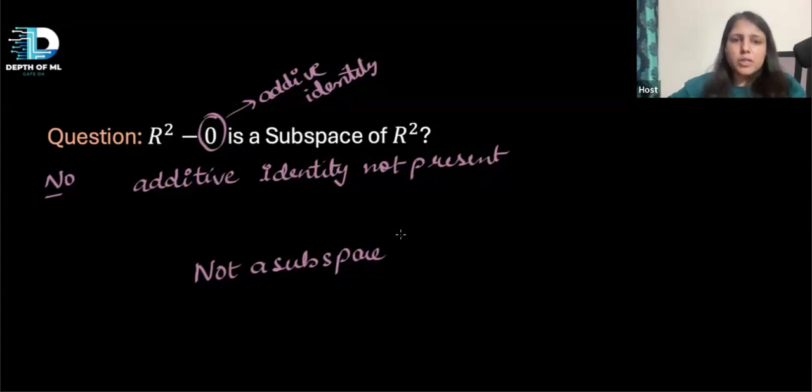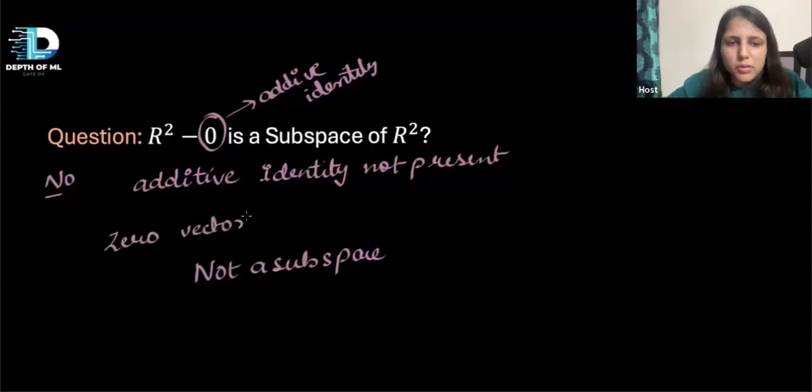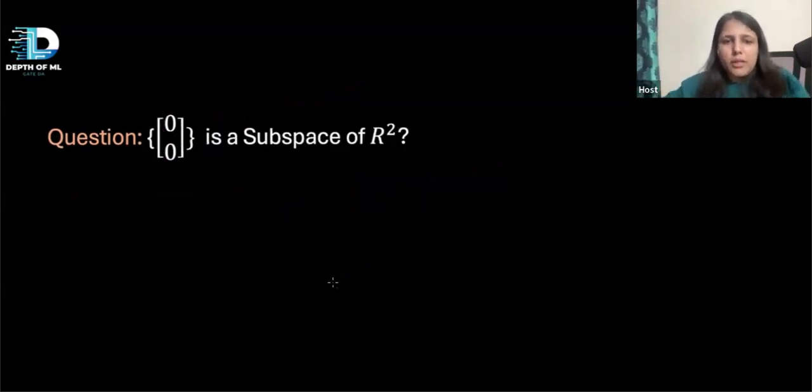So basically, I think I have it in the next slide. One should always have a zero vector present to be a vector space. Or I can say the zero vector is not present. Now tell me, is this a subspace of R2?